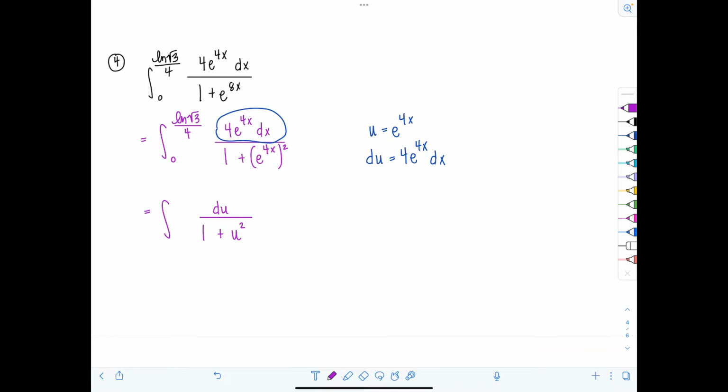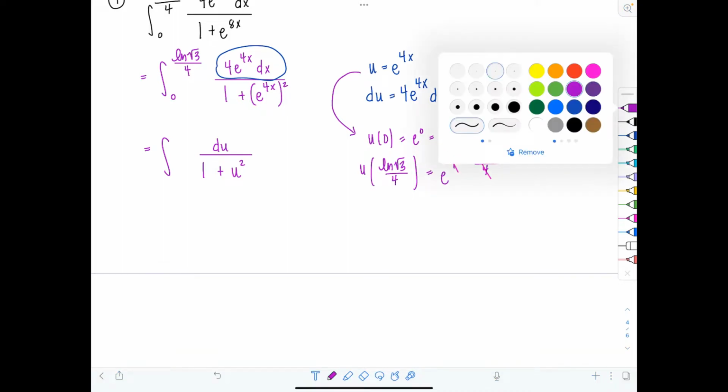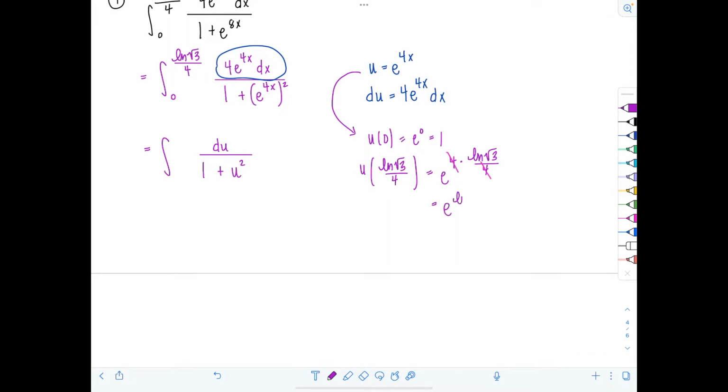Cool. Let us change our limits and then get back into action. So the lower limit is 0. u of 0 is going to be e to the 0, which is 1. u of ln of rad 3 over 4 is going to be e to the 4 times ln of rad 3 over 4. Cancel party. Then we have e to the ln of rad 3, which is just rad 3. So our new limits of integration are going to be from 1 to rad 3.